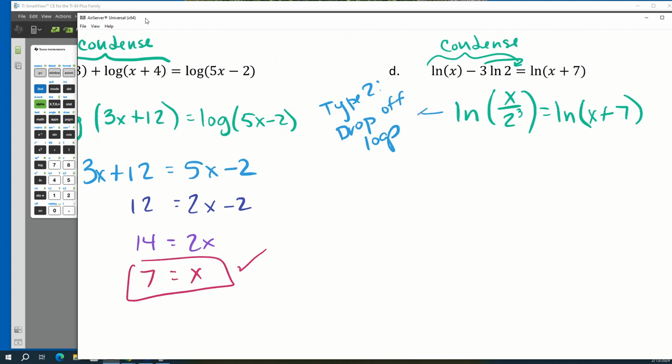All right, so this is another type 2 log equals log. So we're going to drop off the logs. I'm going to go ahead and raise 2 to the 3rd. Yes, so anytime you're solving an equation, there's something in the denominator you don't want, just multiply by it. So we do distribute that 8. And then I'll get my x's on one side by subtracting 8x. And then divide by negative 7, and we get negative 8.